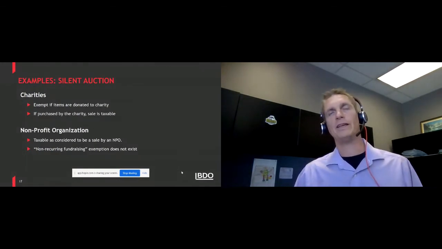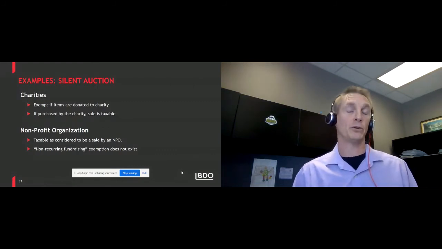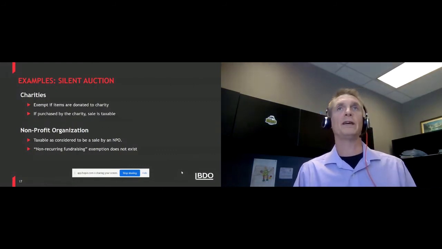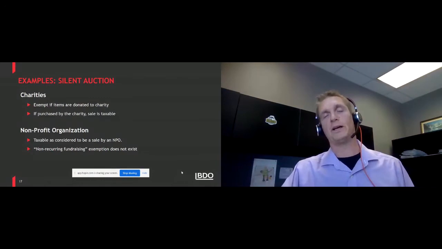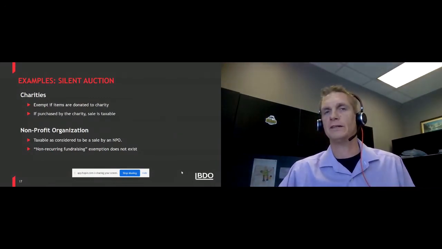again, for a charity, if you recall, one of the exemptions was, if we had goods that are donated to the charity and resold, those are eligible under the general exemption for charities. And that's the case with most silent auction items.